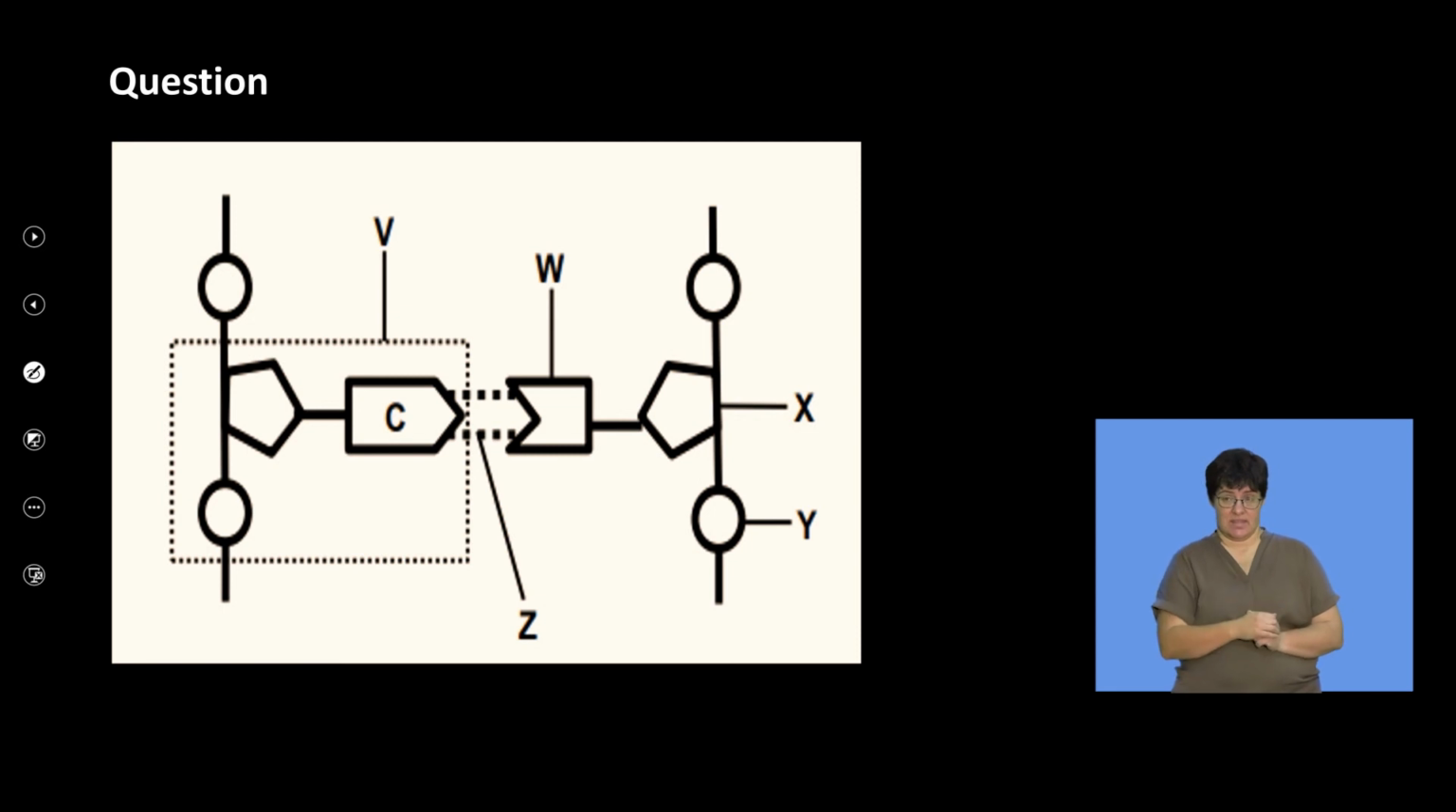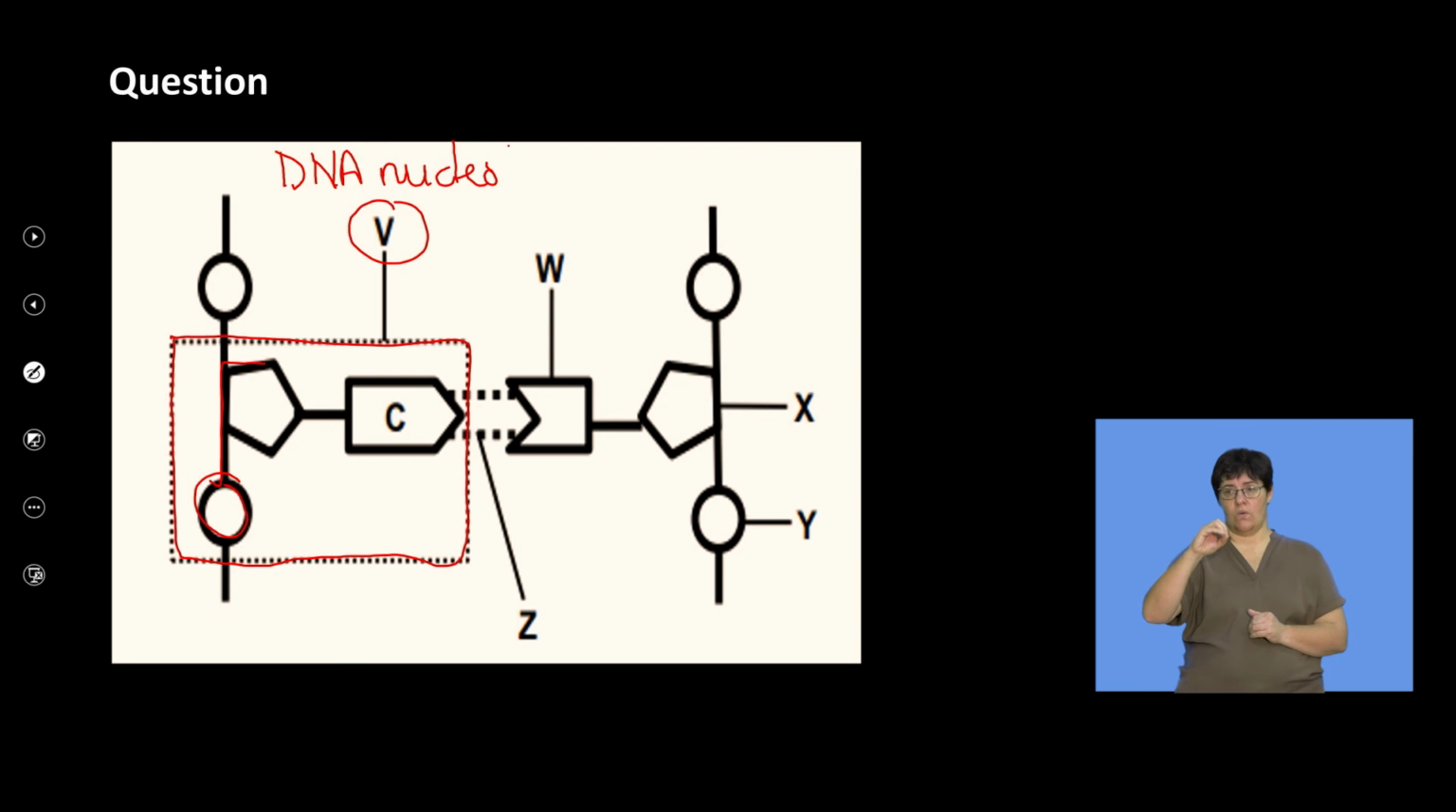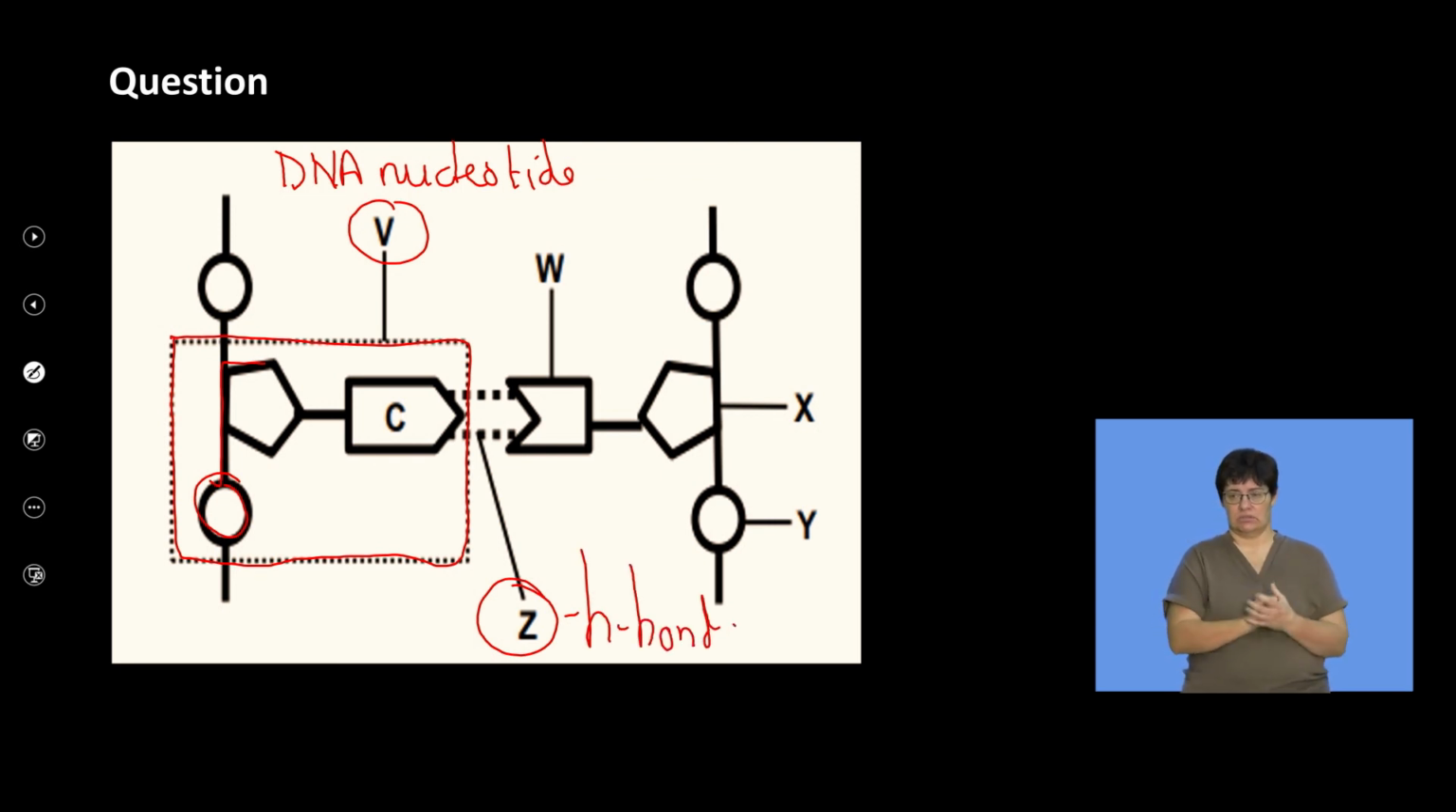So if we look at V, and V collectively points to all of these 3 structures together. As I mentioned, these 3 structures are the 3 components that make up the building block of DNA. So V would be a DNA nucleotide. The next part that we need to identify is the bond Z. As I mentioned, these bonds, which are the hydrogen bonds, hold the base pairs together. So that's your hydrogen bond.